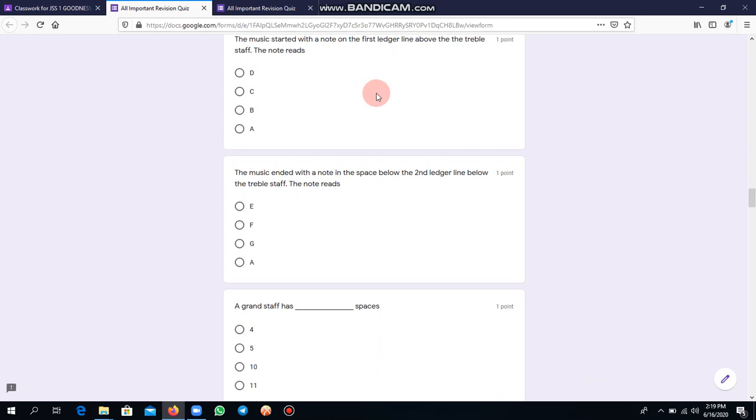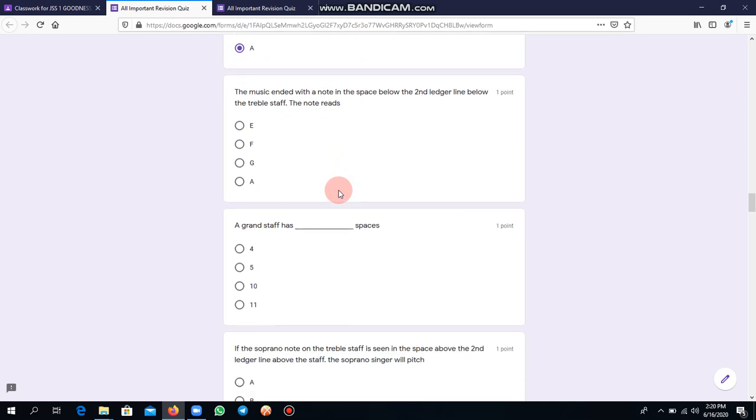The music started with a note on the first ledger line above the treble staff. The first ledger line above the treble staff, okay? The last line of the treble staff is F. The next space will be G, and the first ledger line will be A. So the first ledger line above the treble staff is A.